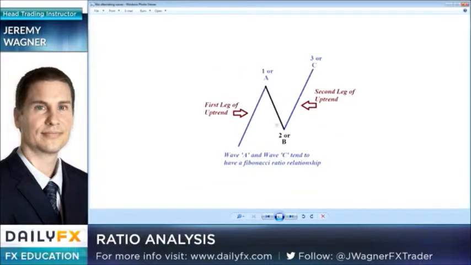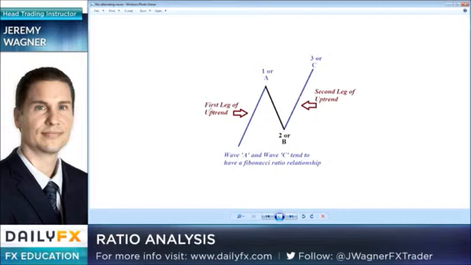In this case, where I've got an idealized ABC, with wave C equal to the length of wave A, at some point in the future this whole pattern is likely going to be retraced and come back to the origination of wave A, which would be down here at the bottom. Now, notice that what I didn't say is that the whole pattern will be retraced. We can anticipate that the pattern will likely be retraced, but we're not saying with 100% certainty that it will. That's one area where traders get themselves caught between a rock and a hard place.